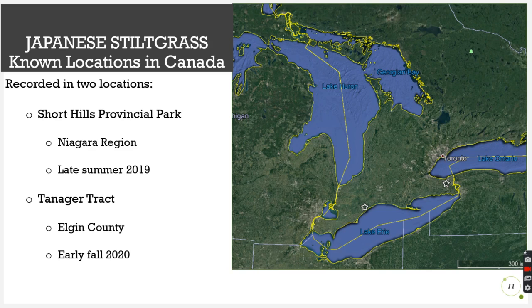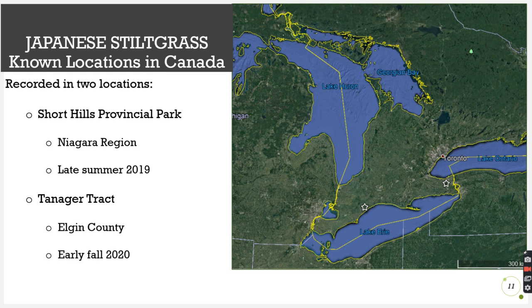Japanese stiltgrass is currently known from 2 locations in Canada, both found in southern Ontario, which are depicted as the white stars in the figure on the right. It was first discovered by Jessica Consiglio and I during late summer in 2019 in Short Hills Provincial Park, Niagara region. The closest known record of Japanese stiltgrass outside of Canada is located in Niagara County, New York, which is approximately 20 kilometers from the new Canadian population we report here.